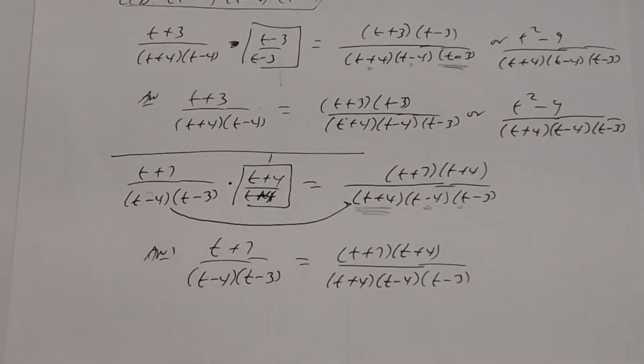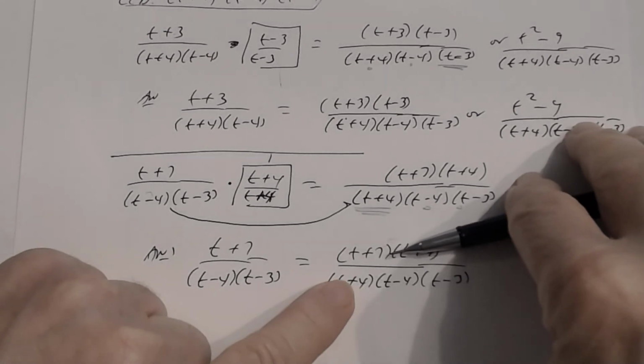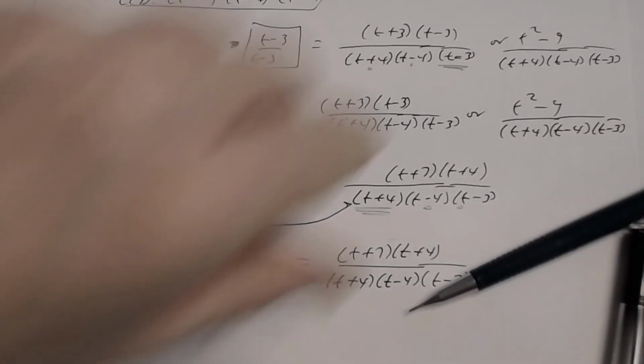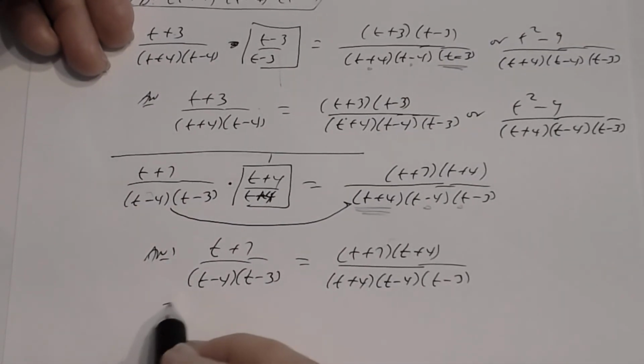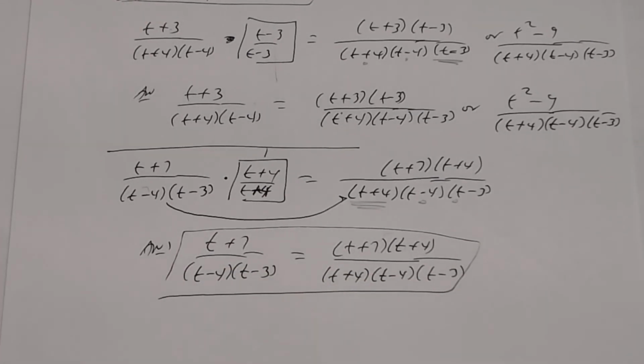So that's what you found. And notice that when you divide out the t plus 4's, that's that 1. Okay? All right, so that's the end of that, and you could multiply the numerator out if you want to. But don't multiply the denominators out. Leave the denominator in factored form. Okay, so that's going to be the end of this lesson.